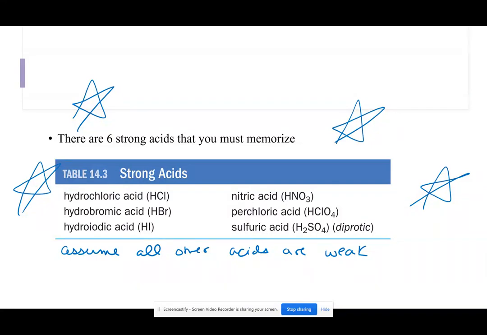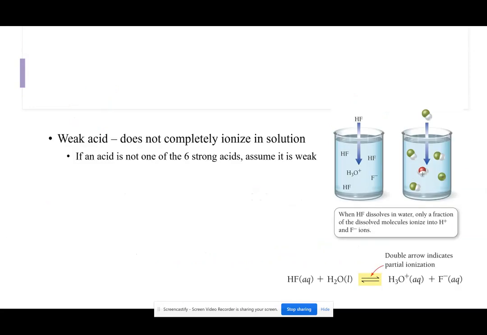Phosphoric acid's not on the list, it's a weak acid. Acetic acid's not on the list, it's a weak acid. The sulfuric acid is the only strong acid that is diprotic. Di, of course, meaning 2, protic meaning protons. It has 2 hydrogens in it. All the other strong acids are monoprotic, they just have 1 hydrogen.